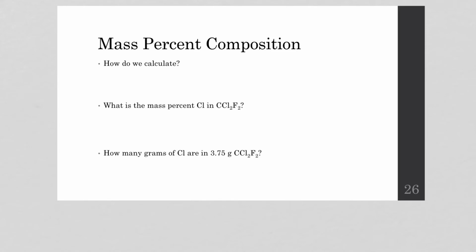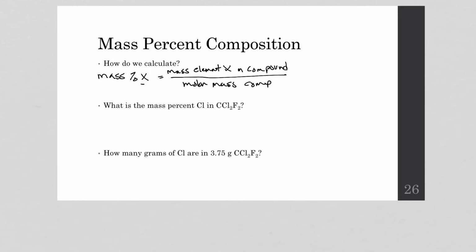So essentially how we calculate this is, if I want to know the mass percent of some element, I'll just say X, it's going to be the mass of element X in the compound over the molar mass of the compound times 100, right? Because it's going to be a percent.